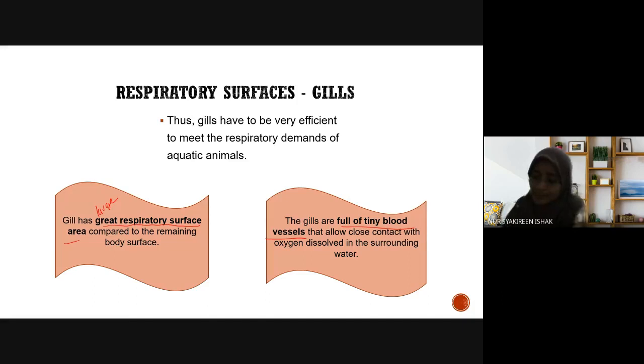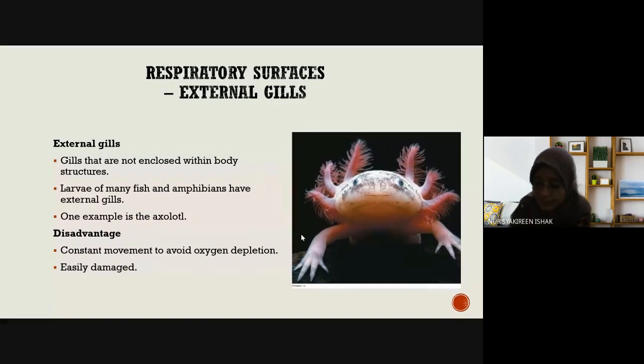Okay, but for fish, we saw the other day during the circulatory system, they have a single circuit. For mammals, we have a double circulatory system, but for fish, they have a single circuit. So it means that the heart pumps oxygen poor blood to the gills, and then from the gills throughout the body, and then back to the heart again. Like that. Okay, so for external gills first.